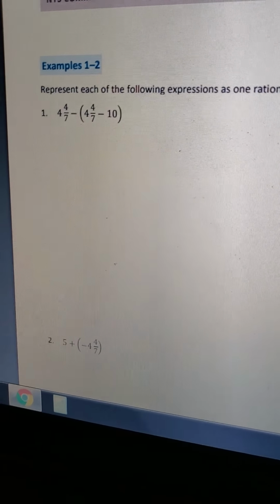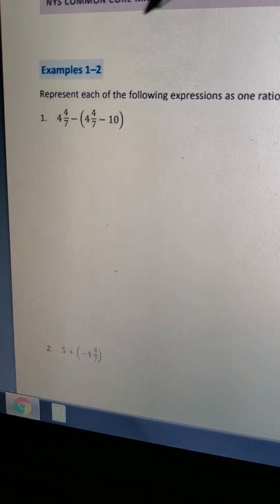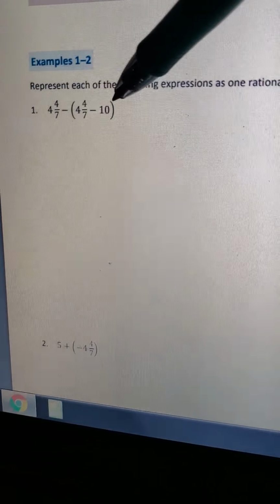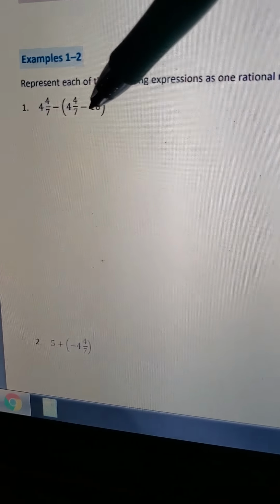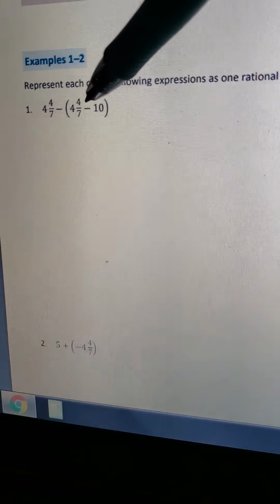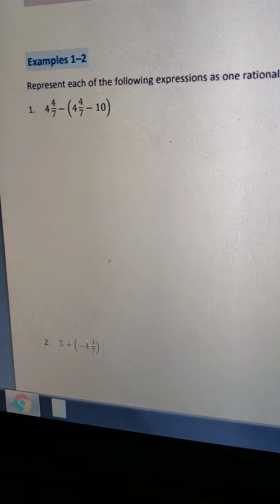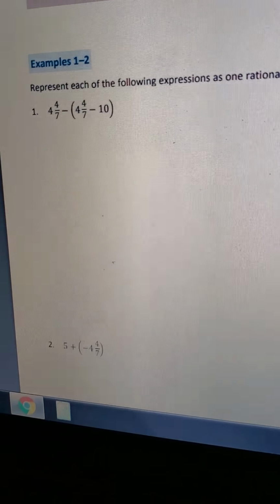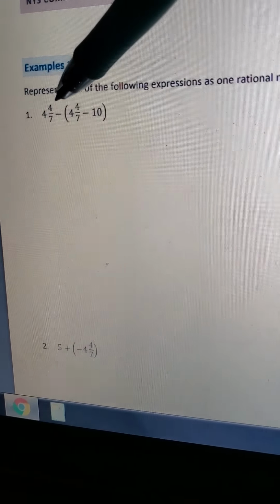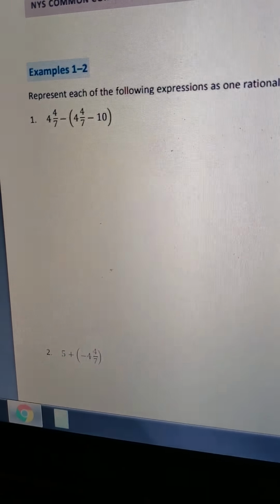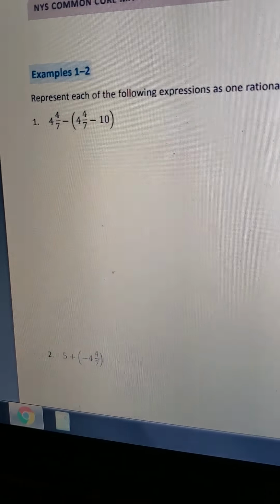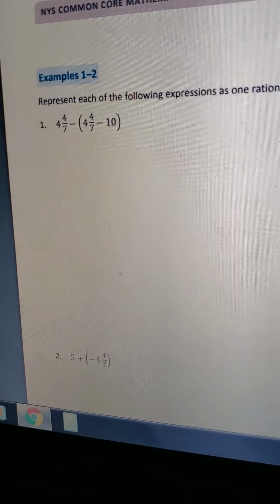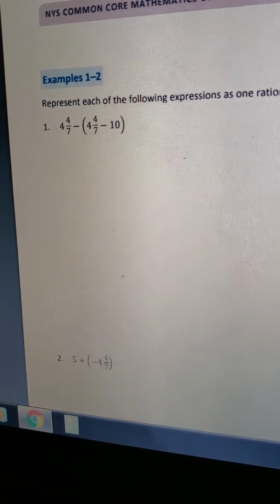So the subtraction sign inside here, the one that comes before the 10, is only going to affect the 10 because it's inside the parentheses. There's nothing else there. The number comes right after the subtraction sign. So we change that to a plus. That's only going to affect the 10. But then when you change this subtraction sign, the one after 4 and 4/7 minus, and then you have the parentheses, that's going to affect both of the numbers inside of the parentheses.